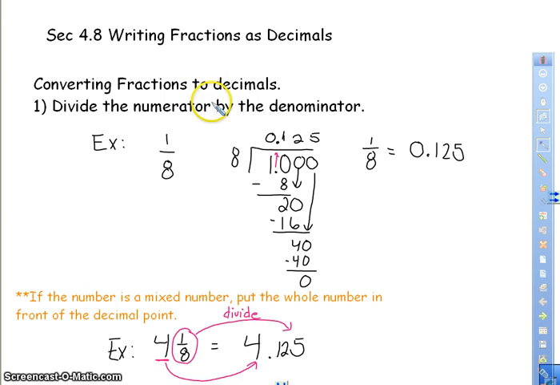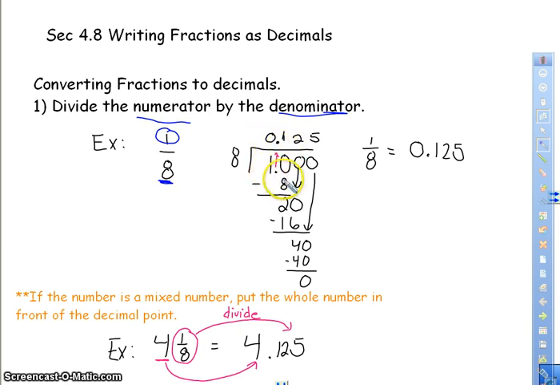So when you convert a fraction to a decimal, you divide the numerator by the denominator. Remember, your numerator is your top number, the 1. So that's what goes underneath the division sign. The denominator is the bottom number. It should go on the outside. Okay? 8 cannot go into 1. So I put the 1 there. Add a decimal, put my 0 on top.